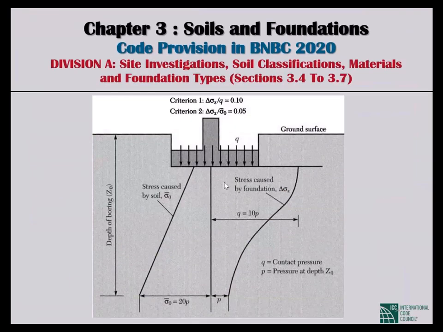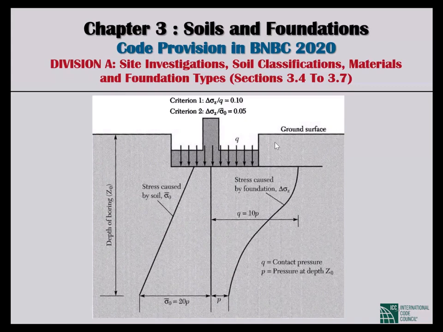For example, it is like this. This one is written quantity criteria 1. The increase in vertical stress divided by this Q should be equal to 0.1, or increase in stress divided by the stress caused by soil overburden pressure. If the overburden effective pressure diagram is something like this, then you consider a point like this, which is del sigma z by del sigma 0 is equal to 0.05.